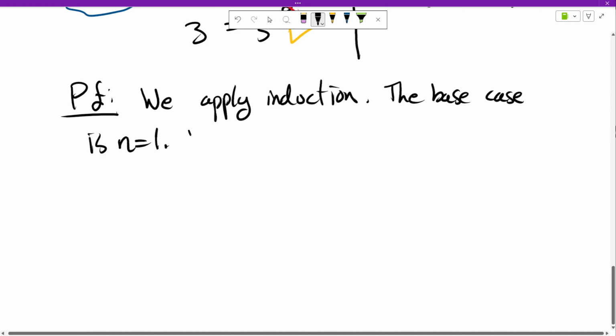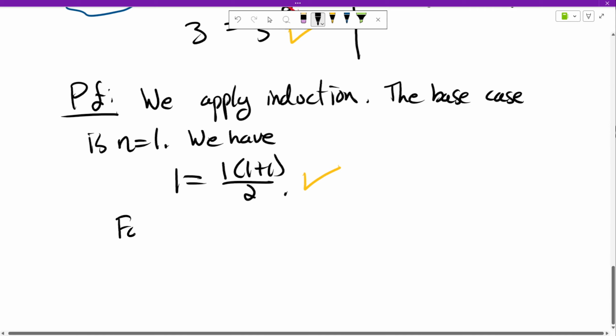And for the base case, what we have is 1 times 1 plus 1 over 2. And that was the P of 1 that we did already. And we know that this is true. We then proceed to the inductive step.